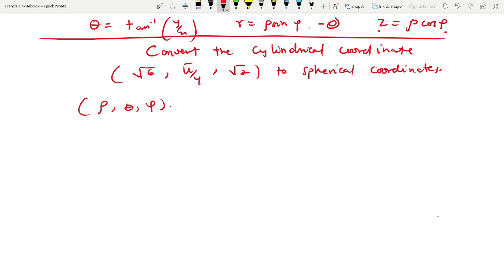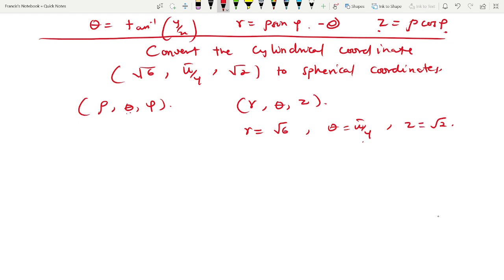What is this I have here? This cylindrical coordinate. And you know, cylindrical coordinate has r, has theta, then z, right? So I can say that my r is equal to root 6. I will say that my theta is equal to pi on 4. Then I'll say that my z is equal to square root of 2. And from this information given, I can go ahead. I know my theta. My theta is here, right?